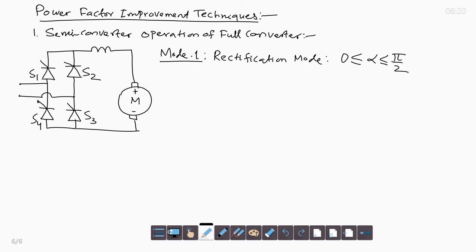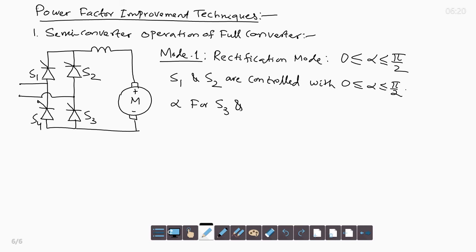We again want semi converter operation, but we have 4 thyristors. So S1 and S2 are controlled with alpha between 0 to pi by 2, and alpha for S3 and S4 is 0. That means S3 and S4 are operated as diodes, since alpha 0 means diode, and S1 and S2 are controlled with a firing angle between 0 to pi by 2. So you get semi converter operation in mode 1, that is the rectification mode.